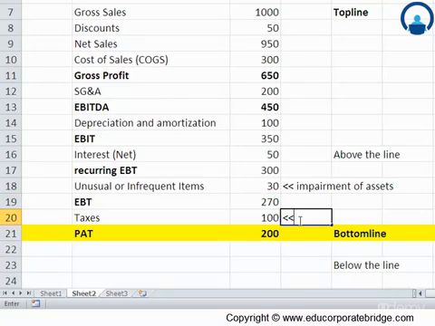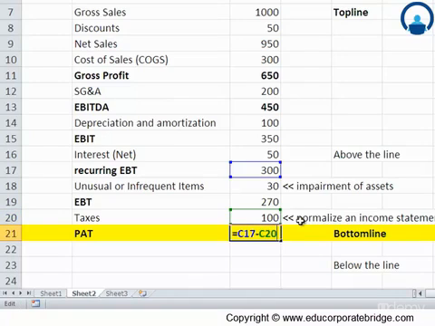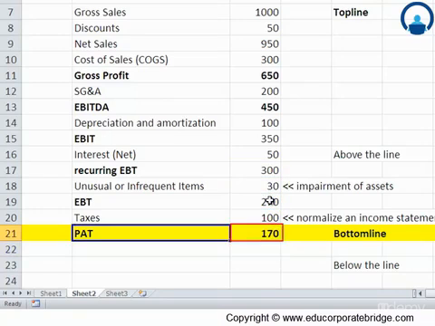Please note that we will learn how to normalize an income statement later from the point of view of analysis. So this tax also gets adjusted. For the time being I'm skipping this, and the profit after tax actually comes out to be 270 minus 100, and this is equal to 170. So the bottom line obviously gets reduced because of the unusual or the infrequent items.